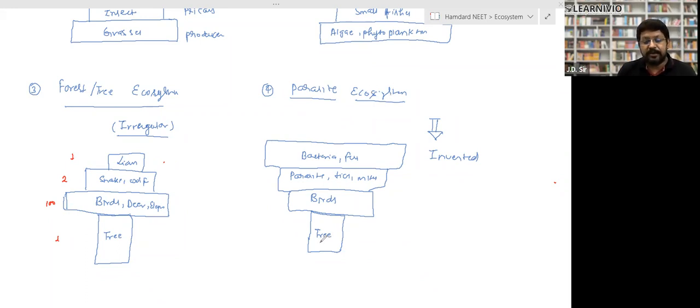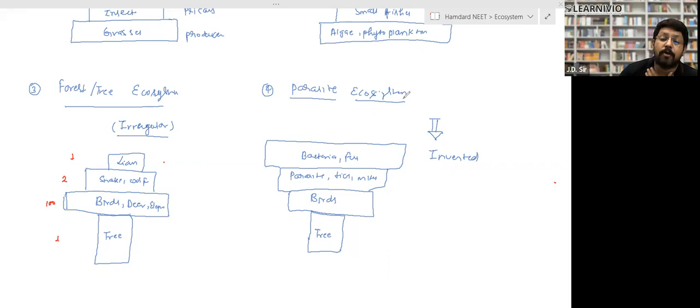Okay, parasite ecosystem. There is a single tree. Who are the parasites on the tree? Birds, because they are using the space, their body. So the number of birds is more. The tree is just one, but the number of birds is more. On the birds, there are parasites like ticks and mites. Their numbers are much more. Again, on the parasites, there live some bacteria and fungi. Their numbers are much more.